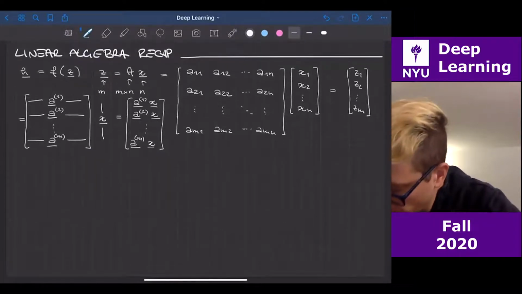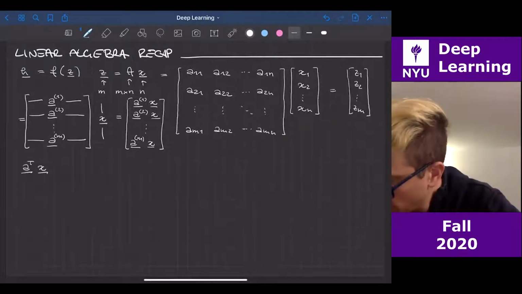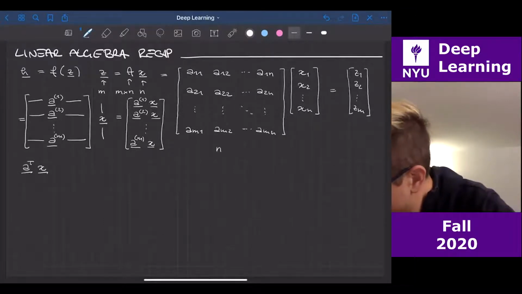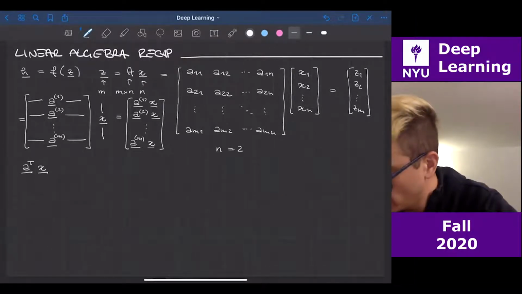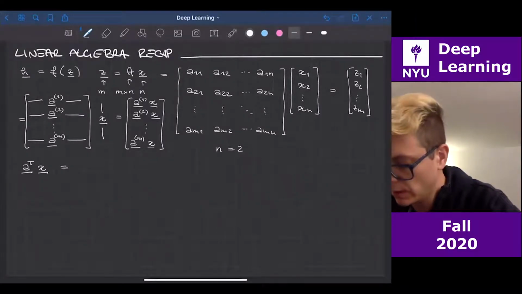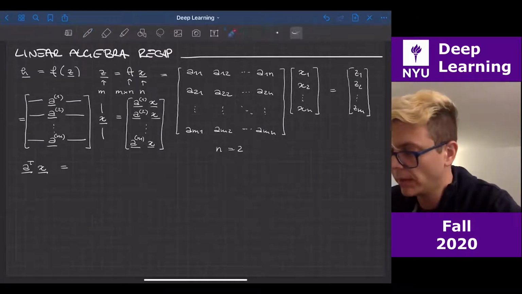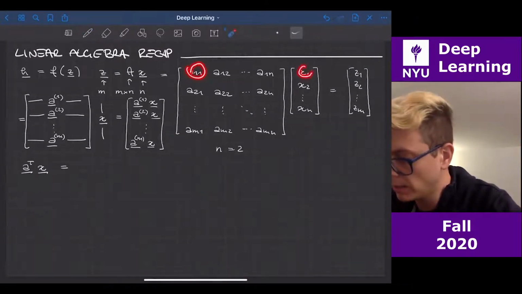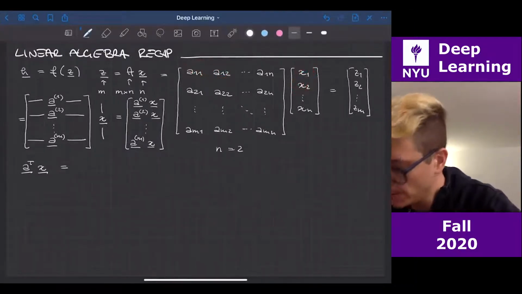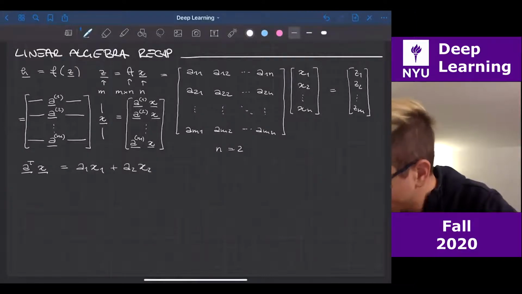Okay. All right, so let's now think a little bit about what each of these elements are. So let's have here the generic term, a row vector times my x. And let's assume now that my n is equal to 2. So what is the output of this operation here? How can I compute the value here? I just said before, right? This is going to be this item times this one plus this item times this one. So just write it down. We're going to have a1 times x1 plus a2 times x2.